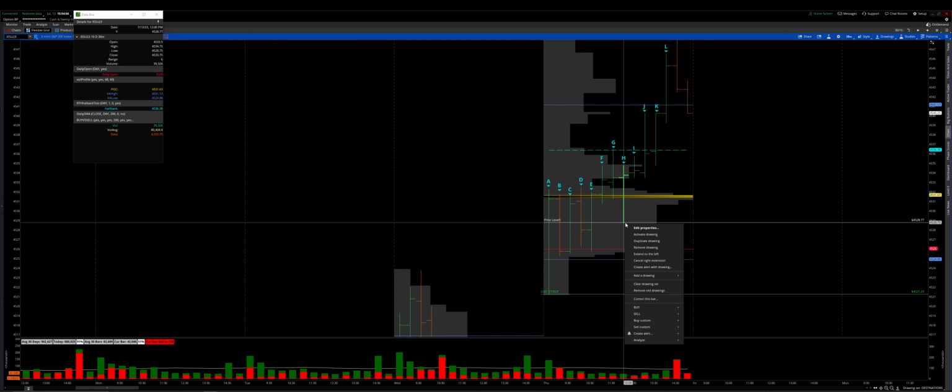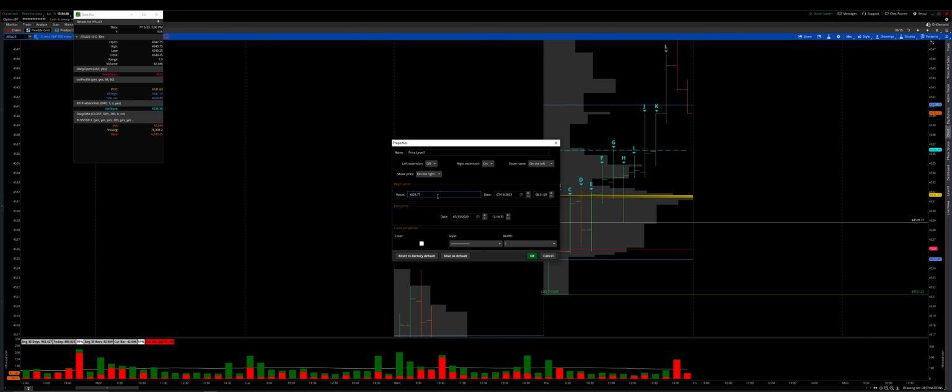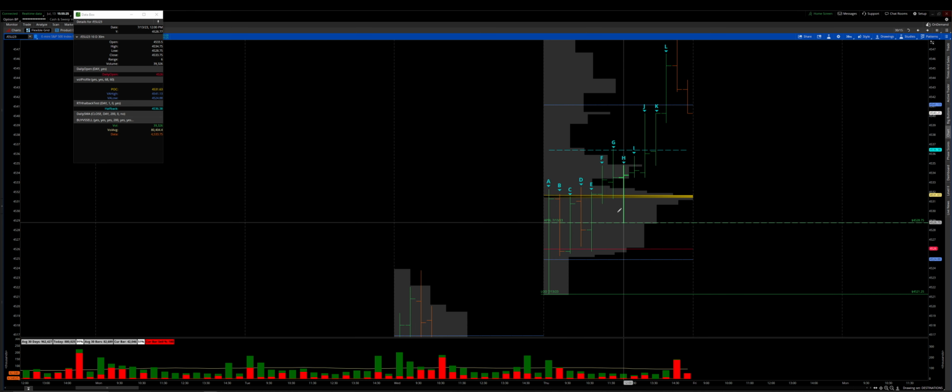Now, technically, this is a textbook afternoon pullback low due to the set of single prints that are above, and it is only one set, but nonetheless, it is there. So this is a textbook afternoon pullback low. So we're going to label that there at 28.75 afternoon pullback low.